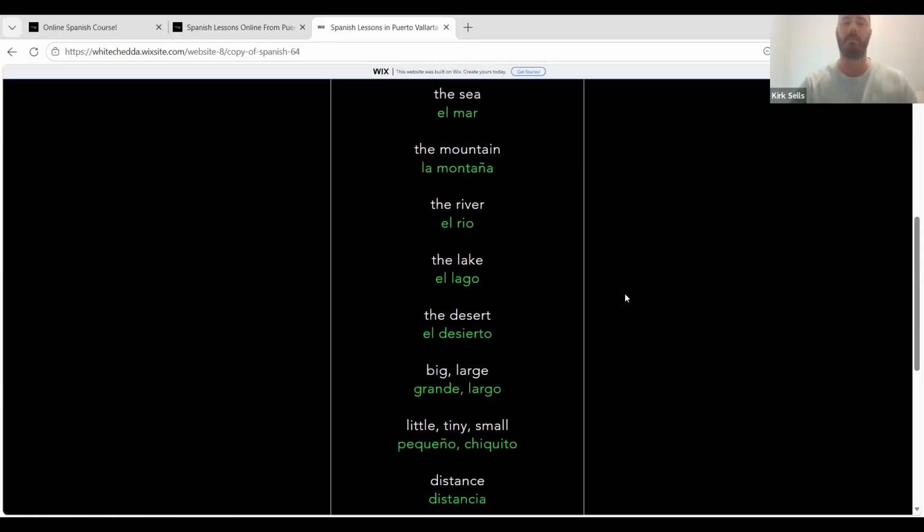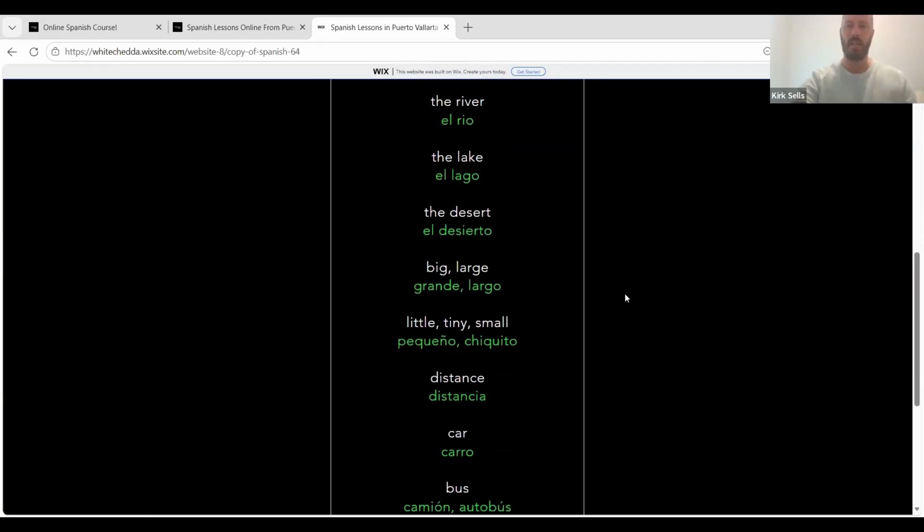La montaña. La montaña, the mountain. Yeah, good. If you wanted it to be plural, how would it be? Las montañas. Yes, exactly. Everybody say it. Las montañas. Good. The next one we probably know because we know the Rio Grande, right? But let's try el río.